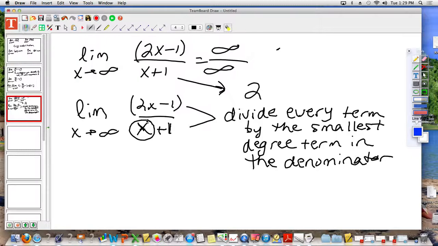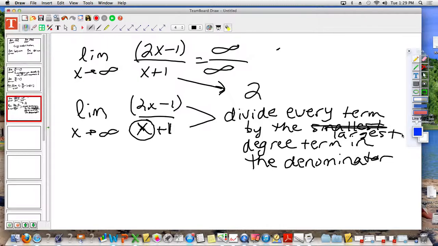I can't believe that I did that. This right here is supposed to be largest. I'm sorry, I apologize. The largest degree term in the denominator. Either way, it's still going to be x. So this is what you have to do.